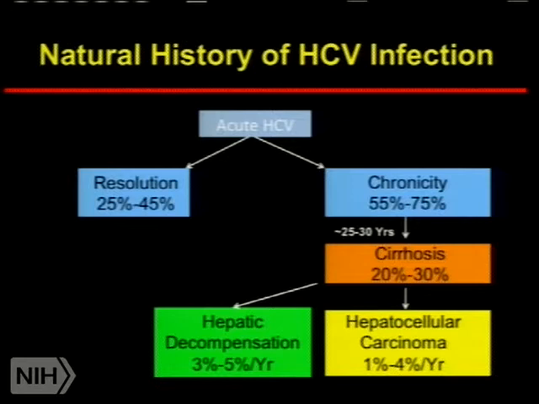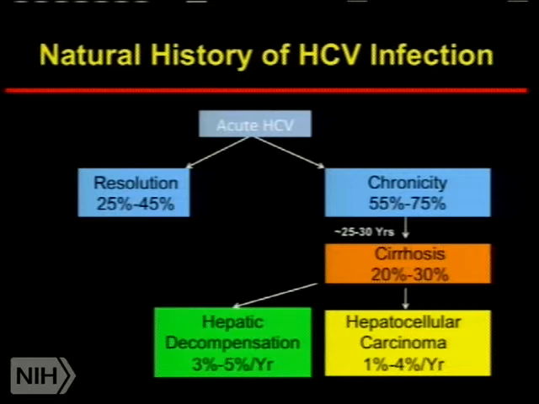But the majority of individuals progress to chronic infection, and about 20 to 30% of individuals are at risk for progression to cirrhosis over a period of about 25 to 30 years. But progression to cirrhosis is not inevitable and depends on the presence or absence of additional risk factors, which I'll discuss in the next slide. Once cirrhosis develops, hepatic decompensation occurs at a rate of about 3 to 5% per year, and hepatocellular carcinoma about 1 to 4% per year.